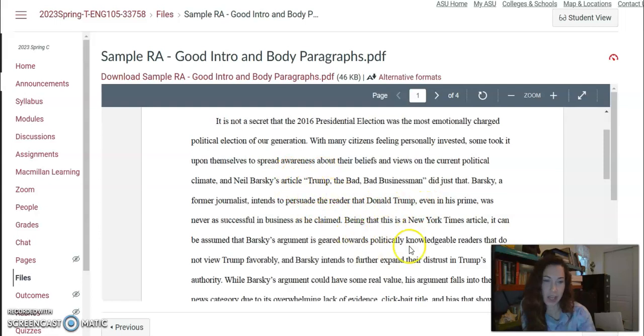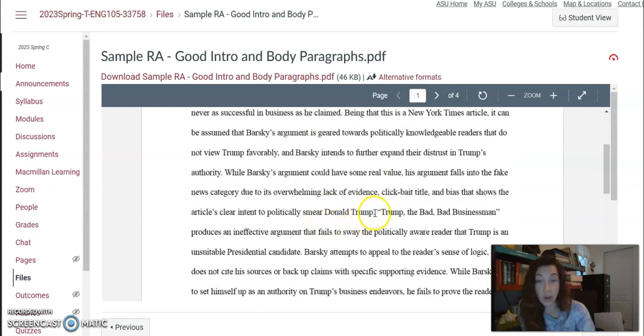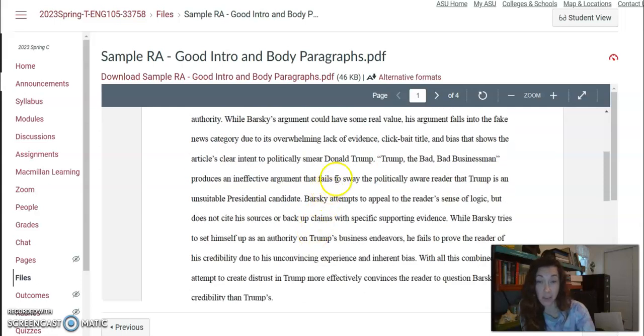So this person put all of the information in there, not quite in the same order, but we've got the article title in quotation marks and the author's name. Oh, no, they did do it. All right. "Trump, the big bad businessman, produces an ineffective argument that fails to sway the politically aware reader." So there's the title of the article, whether or not it's effective, who the audience is. He attempts to appeal to the sense of logic, but he does not cite sources. He attempts to set himself up as an authority, but he does not do this.